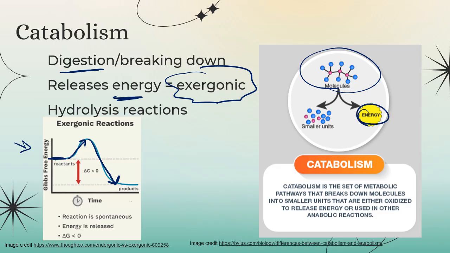So lots of energy is released during catabolism when we break these molecules down into smaller pieces, when we go from polymer to monomer, and we call the chemical reactions that make this happen hydrolysis reactions. We're going to look at hydrolysis reactions in a couple slides.